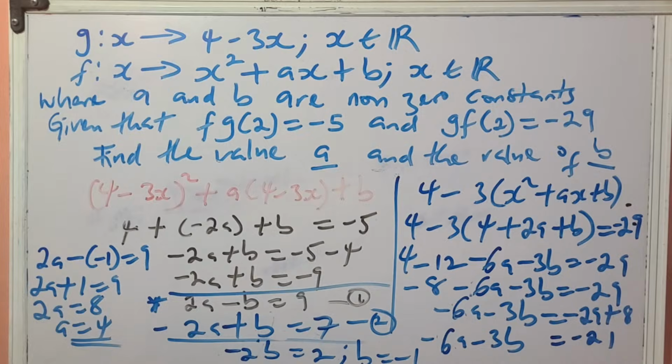How many of you got that correctly? You got your a to be 4, you got your b to be minus 1. So that's the very first question for the night. Let's move quickly to the next question.